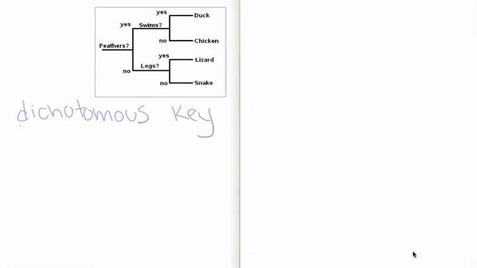All right, when we talk about dichotomous keys, we're talking about classifying something into a unique category. In this case, when we're talking about animals, we're saying feathers. Does it have feathers? Yes or no? Di, as you probably know, means two. So there should always be two options. Does it have feathers? Yes or no?